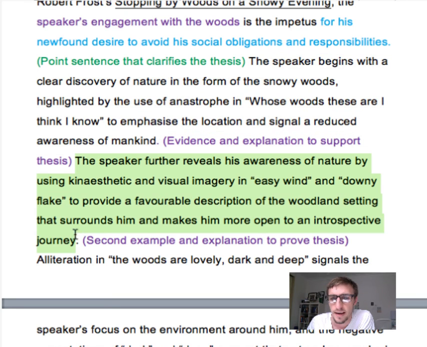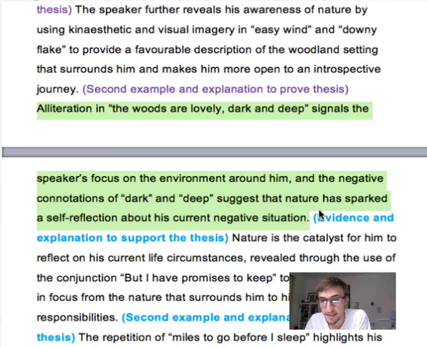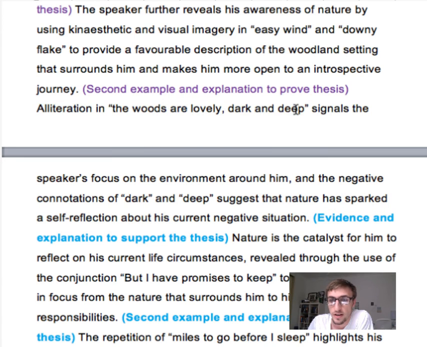And it continues here again, embedding the techniques that are used and the effect of those techniques on the audience. Next, you can see that I'm blending in some examples, some summarized examples, some embedding of the key terms. So for alliteration, I've included the actual alliteration itself.